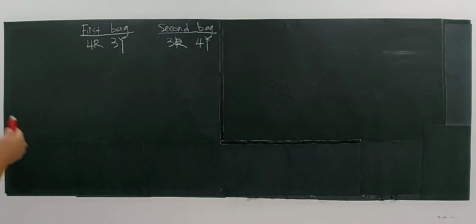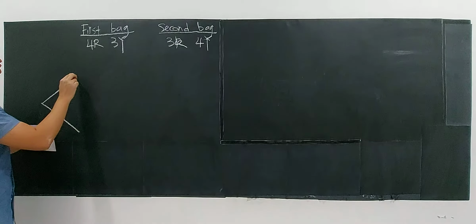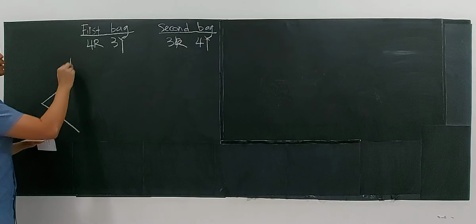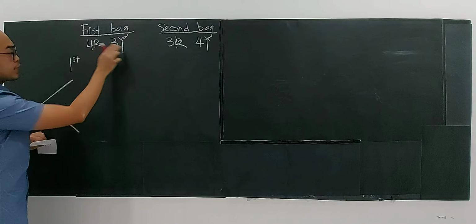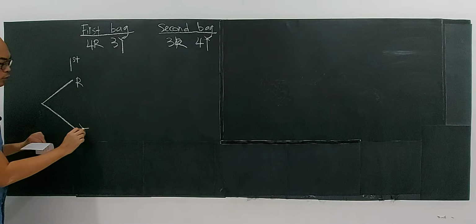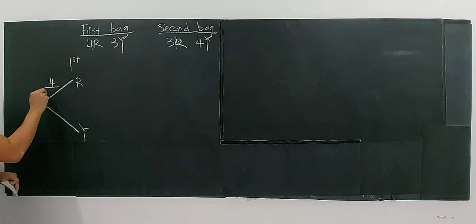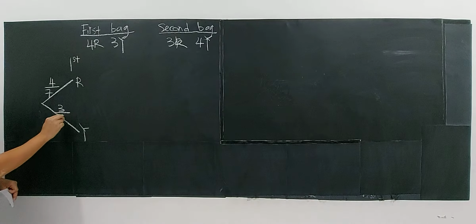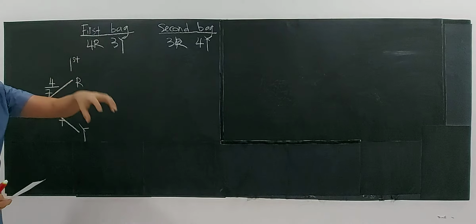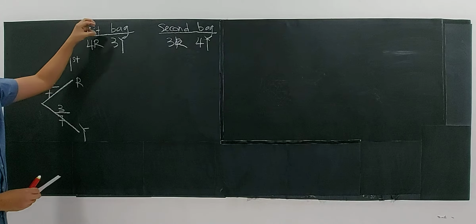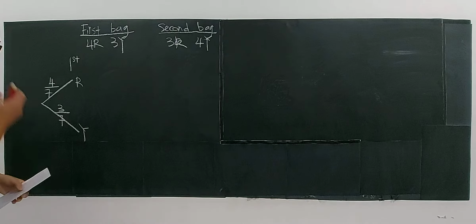First, the first bag. The first draw is red or yellow. Red will be 4 out of 7, and yellow 3 out of 7. This is a mutually exclusive event: a ball drawn from the first bag is either red or yellow. That's why when you total these two, you get 1.